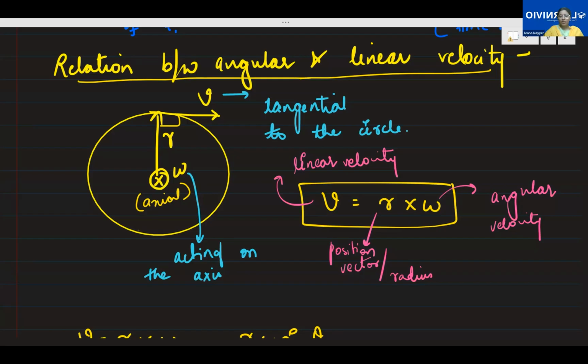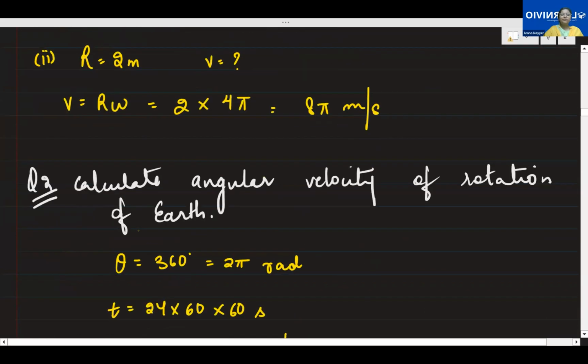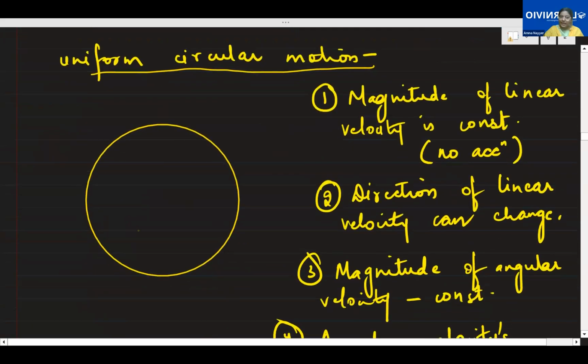So v is equal to r omega is the formula that we saw, r omega sine theta, with angular velocity. Then a few numericals we saw based on this. And from the last class, we have to start with uniform circular motion.